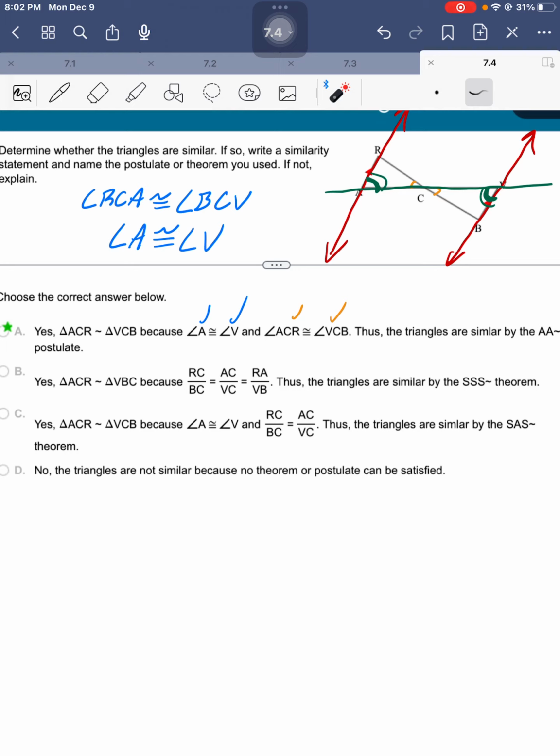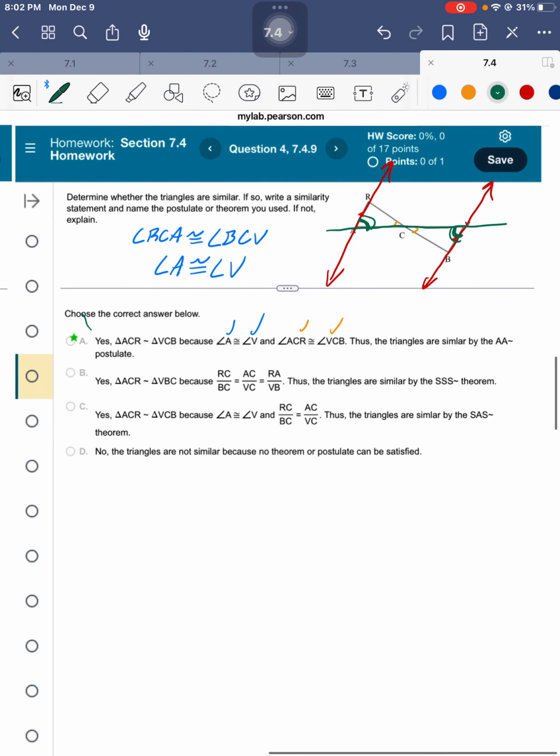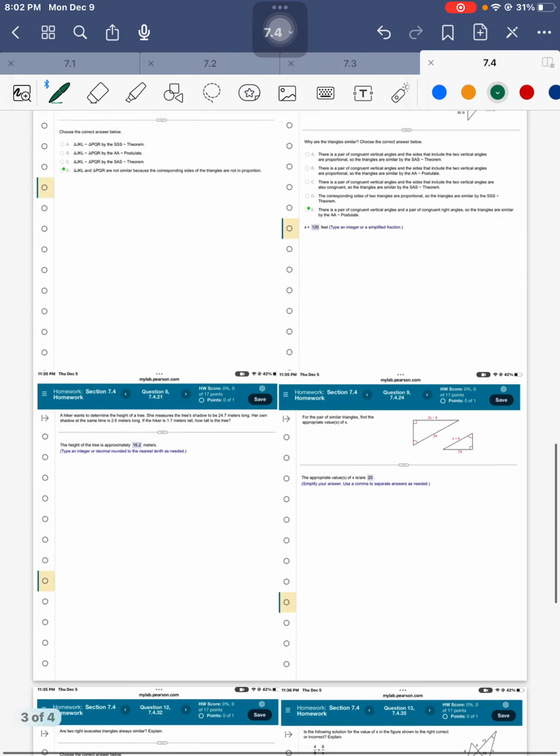Now, what are the theorems that prove similarity? We have the AA similarity theorem, the SAS similarity theorem, and the SSS similarity theorem. So it's definitely not anything with the S's, so the only thing left is the AA. Do I have 2 congruent corresponding angles? I do. I have this guy and this guy, that's one pair, and then I have this guy and this guy, that is my second pair. So this triangle is similar to this one by the AA postulate, and that's why my answer is A.